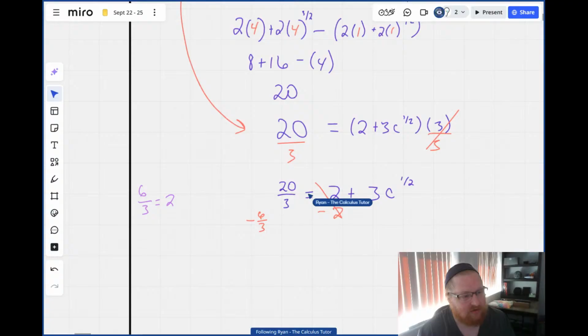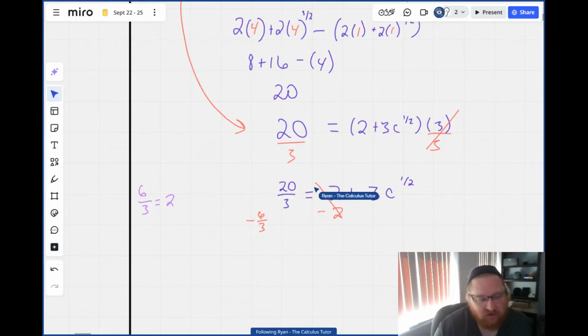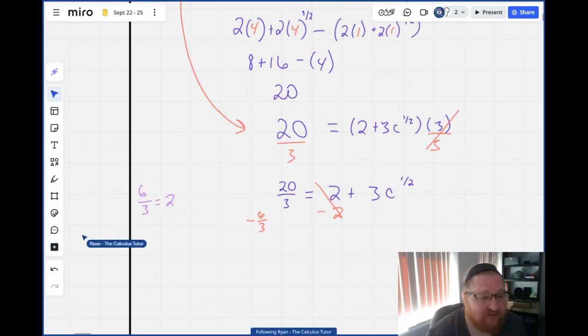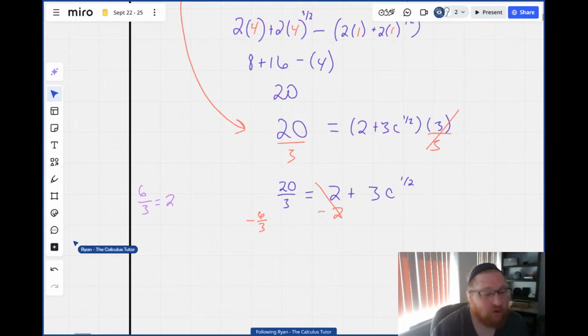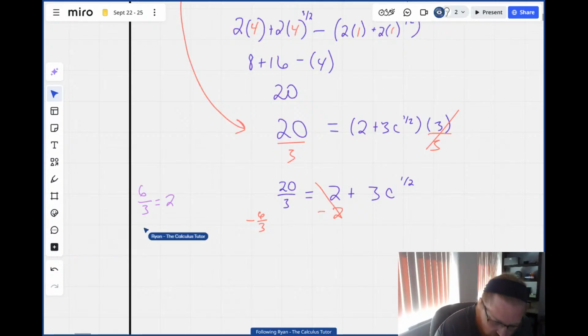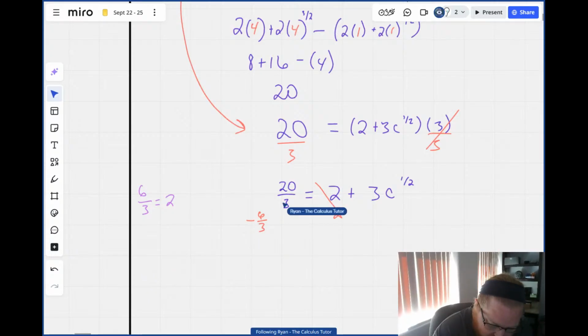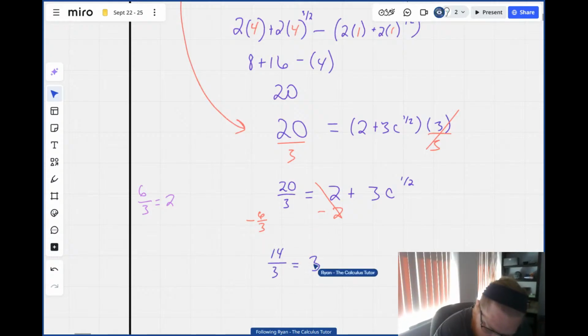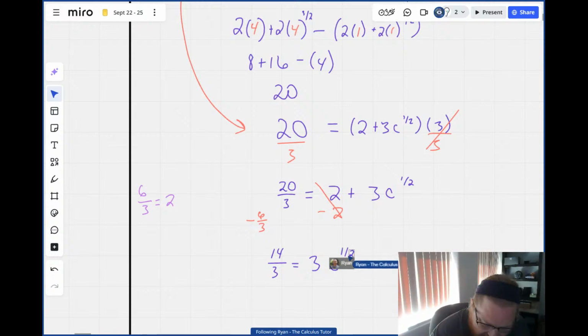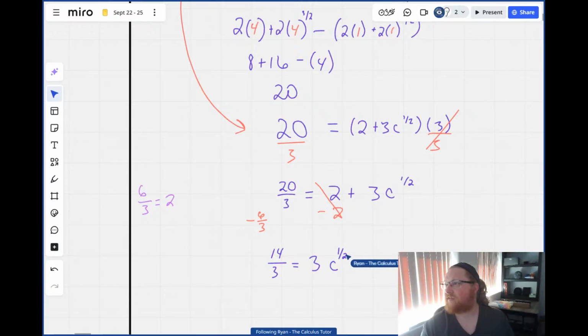Instead of saying minus 2, because it's the same thing. It's the same value, just written differently. And now we don't have to take a whole separate step where we deal with that fraction division. We just sort of incorporated it into this step. 20 thirds minus 6 thirds. Well, if I have 20 of these thirds and I take away 6 of them, all I have left is 14 of those thirds. And then over here, we're left with 3 times c to the 1/2. C to the 1/2. Excellent.